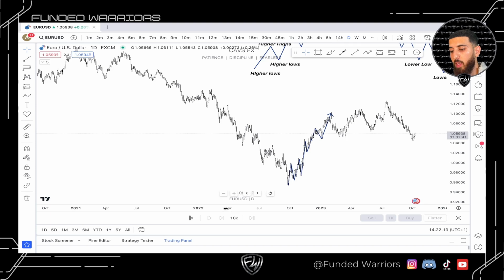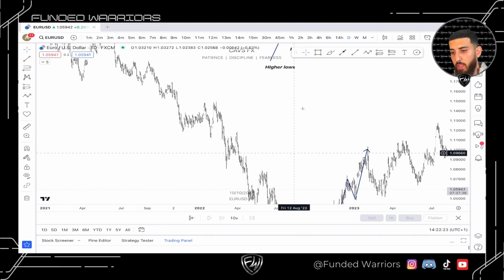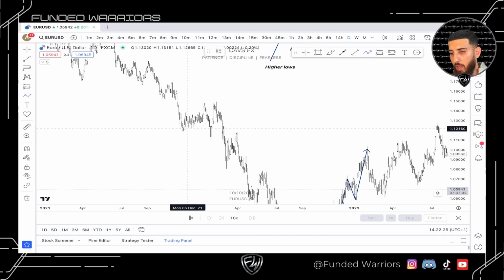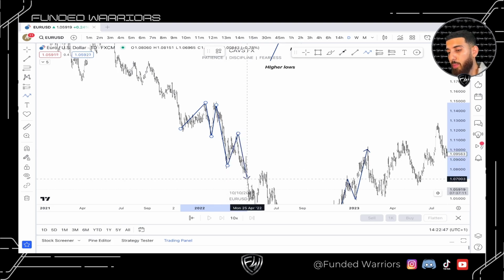We're currently on the daily for Euro USD. We can see for Euro USD that price has been creating lower highs, then created another lower low. Price created lower highs, then broke through the previous lower low to create another lower low. Price created another lower high, then broke through the previous point to create another lower low. So again, let's quickly go through that again.